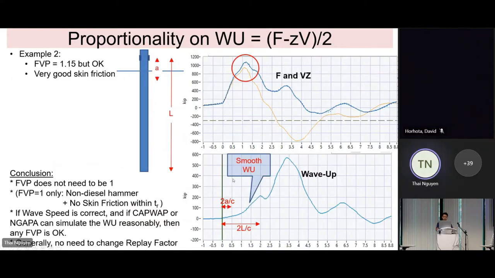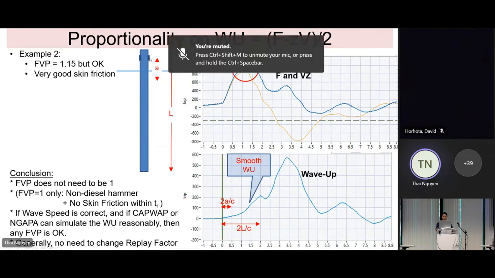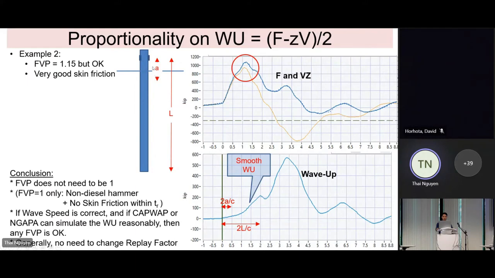The opposite example is when you have skin friction near the sensor. When you have skin friction near the sensor, at a distance, in this example, of A, then at the time 2A over C you have that skin friction reflection. That reflection would cause the wave up to rise. And obviously at the peak there is a lot of skin friction already, and in this example the FVP would be higher than 1.